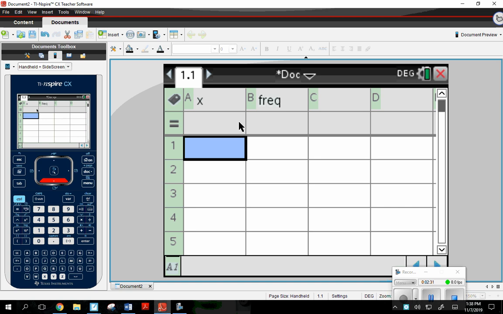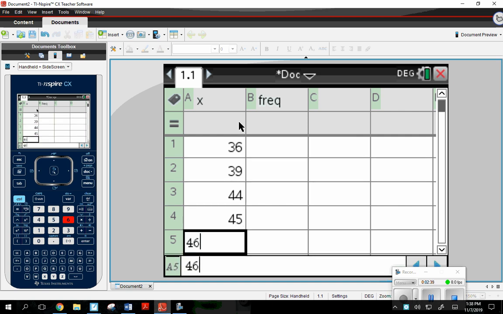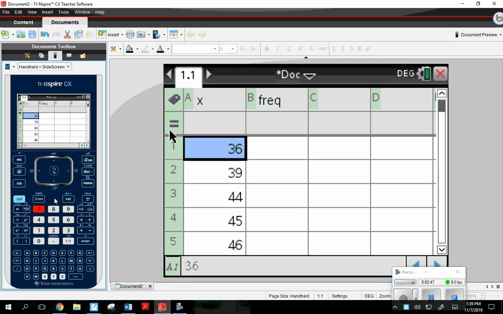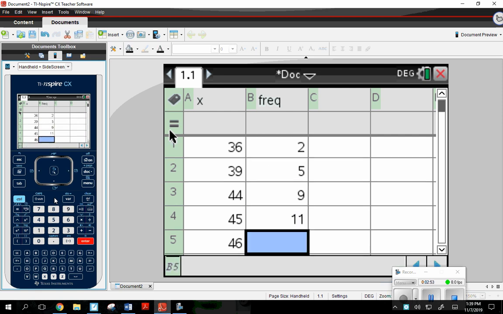Let's put in the actual data. So I have 36, 39, 44, 45, 46, 48, 50, and 52. Okay. Control 7 gets me to the top, where I'm going to put in the frequency. So 2, 5, 9, 11, 15, 5, 4, and 1. Okay. So I've got the data in.